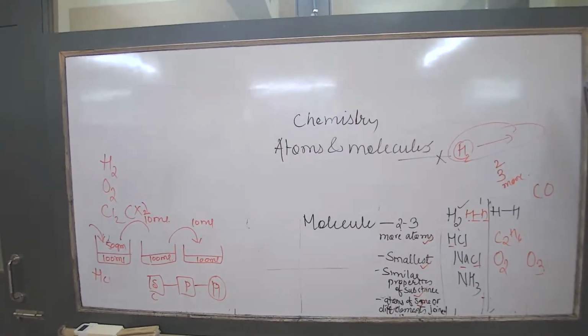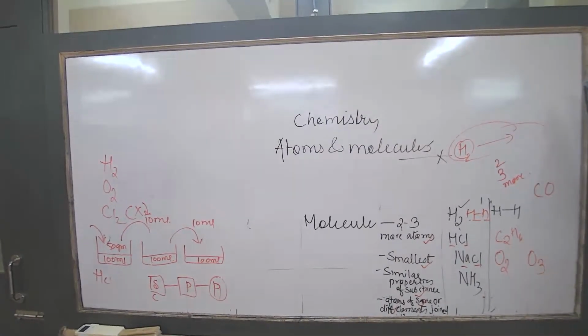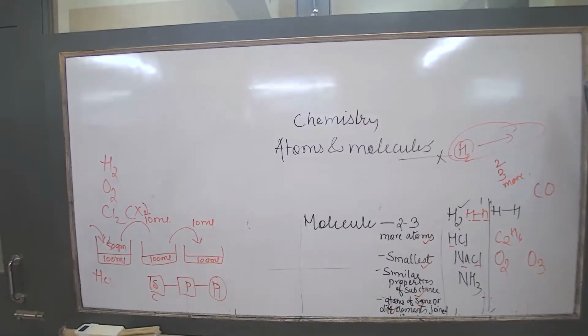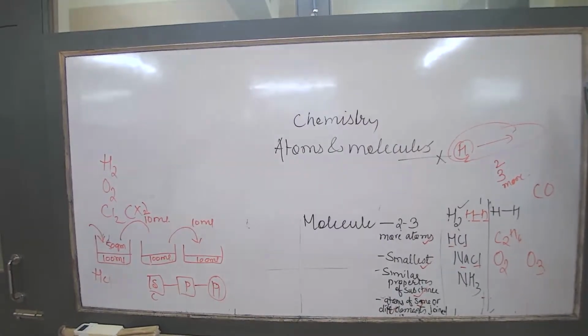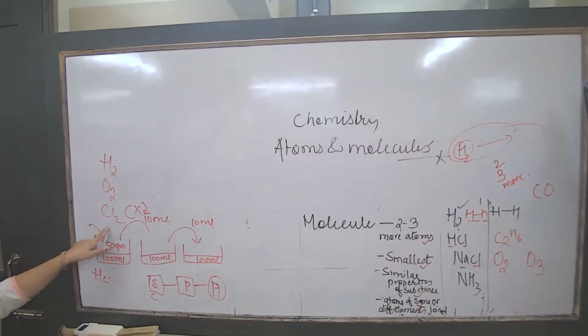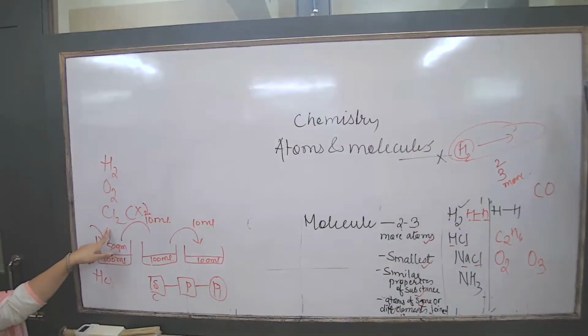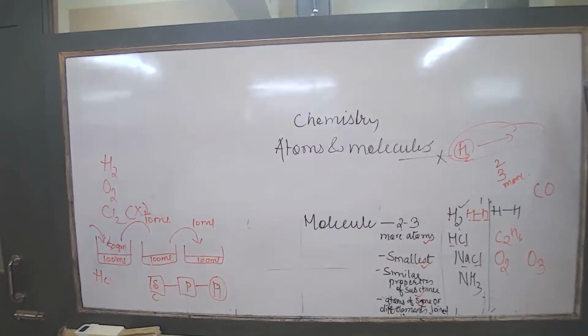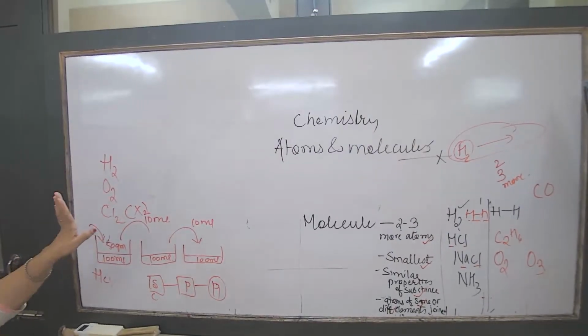Many atoms. Okay, poly means many. Then next one nitrogen. Nitrogen, it is diatomic. So what will be the formula for nitrogen? N2. बराबर है ना? Then chlorine, it is already there. How many atoms are there in chlorine? 2. So it is diatomic.